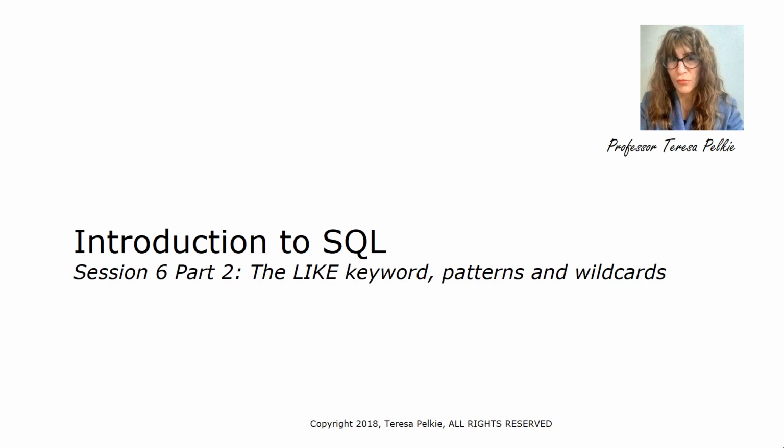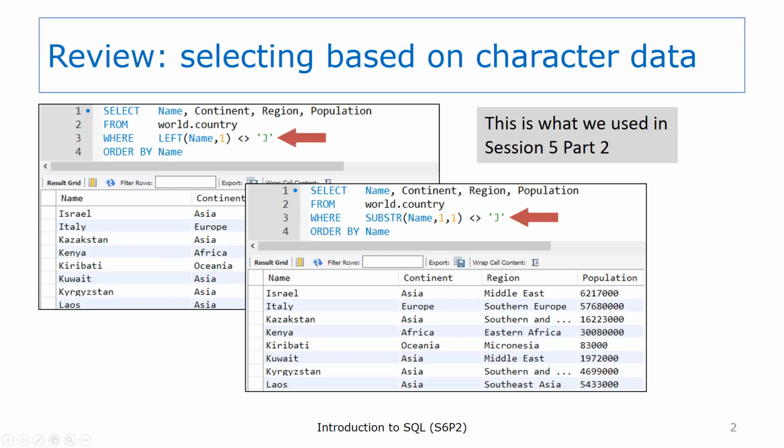This is Session 6, Part 2, the like keyword, patterns, and wildcards. In the previous session, you saw examples that used where clause comparison operators with character data. You saw that it was not easy to find country names that begin with a certain letter. You had to use the substring or left function to isolate the letter from the name.